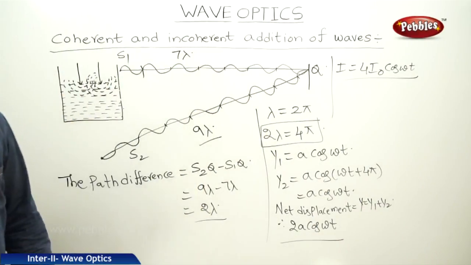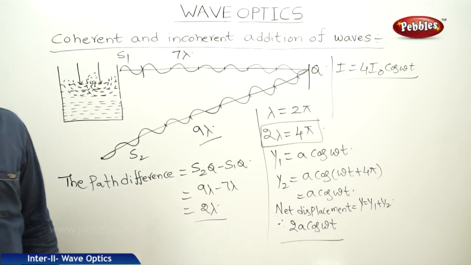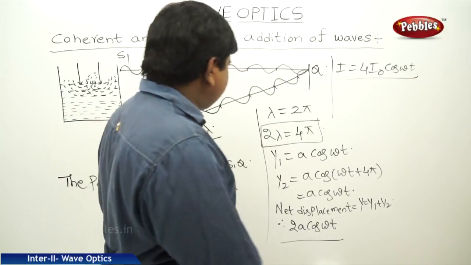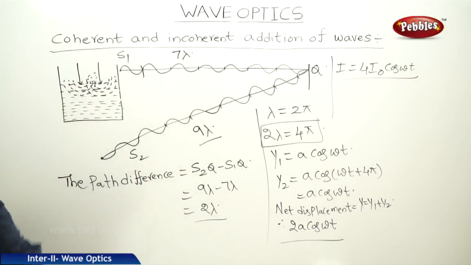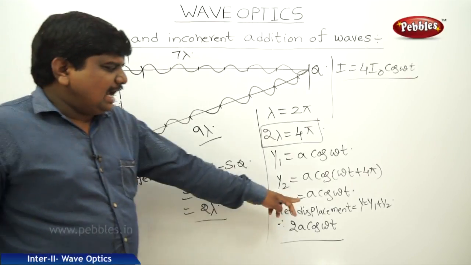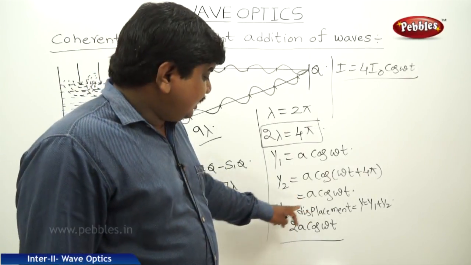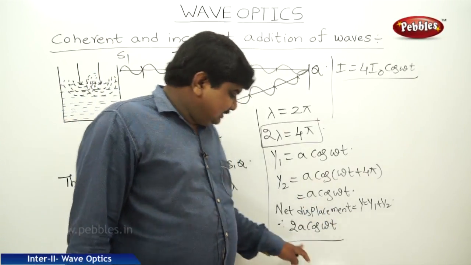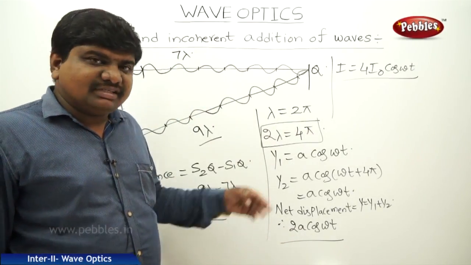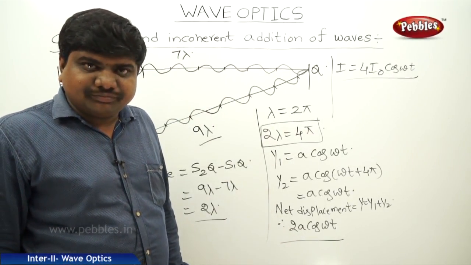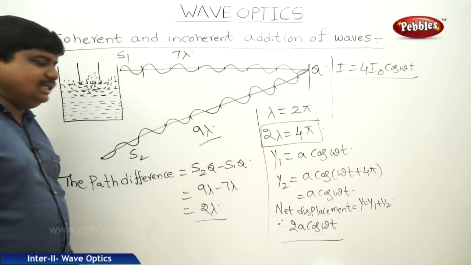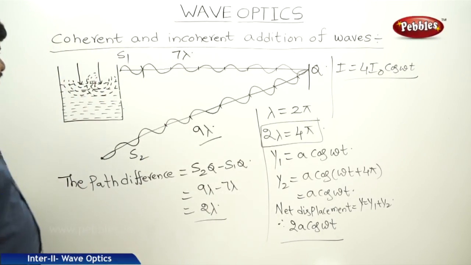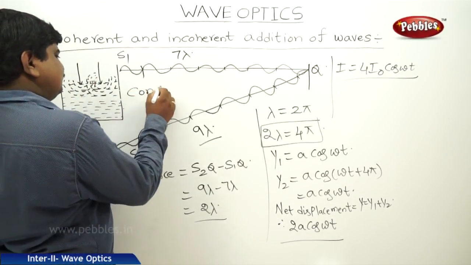So what we can understand in this case is, if two waves are in the same phase, their net displacements will be added and the intensities will become four times the single-wave intensity. Like this we can define constructive interference. This is the example of constructive interference.